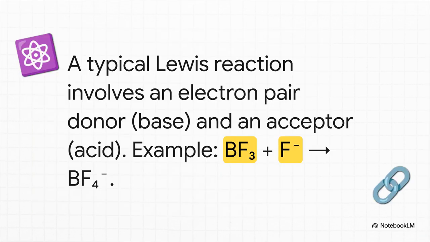So look at this reaction between boron trifluoride and a fluoride ion. There are 0 protons being passed around here, but it's still an acid-base reaction. BF3 has some empty space, so it's ready to accept an electron pair. That makes it the acid. The fluoride ion has a spare pair it's willing to share. That makes it the base. The other two theories just can't explain this.